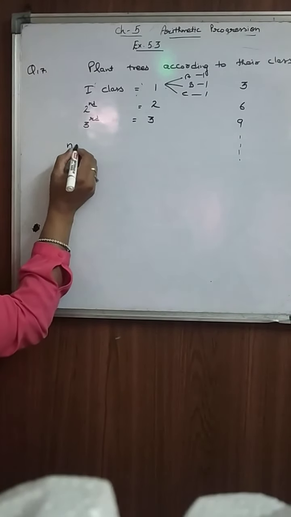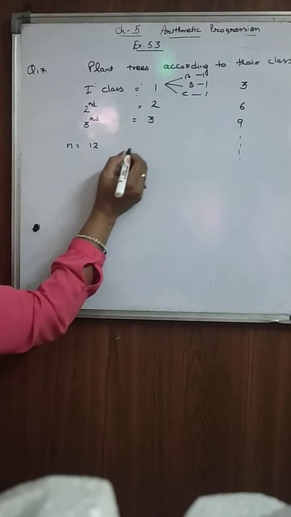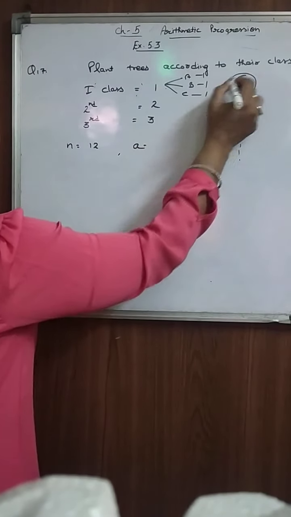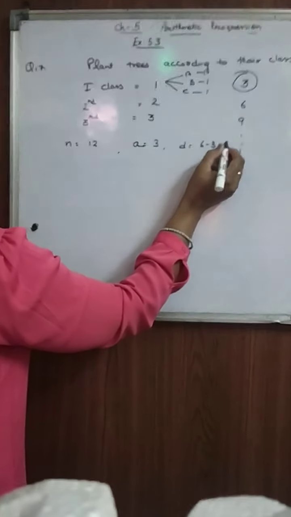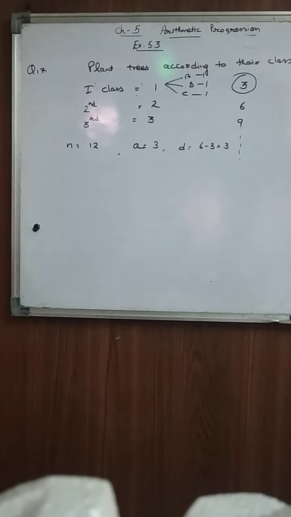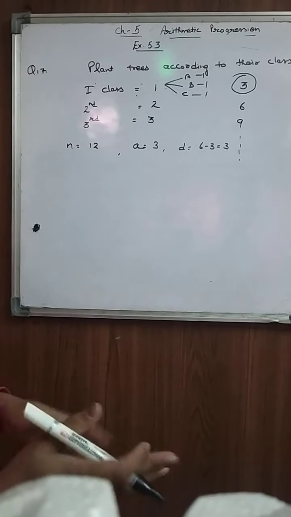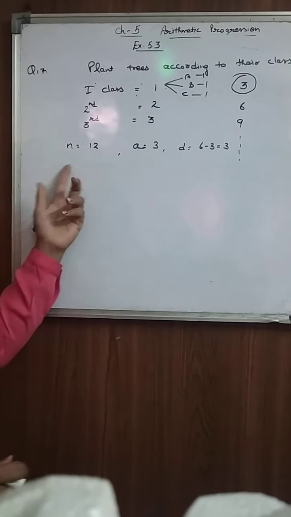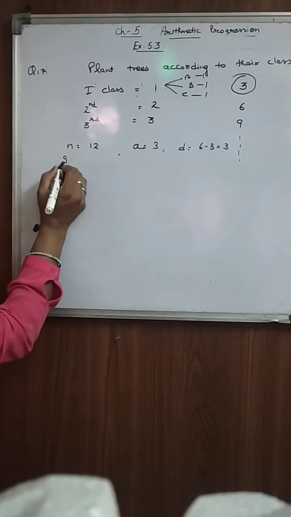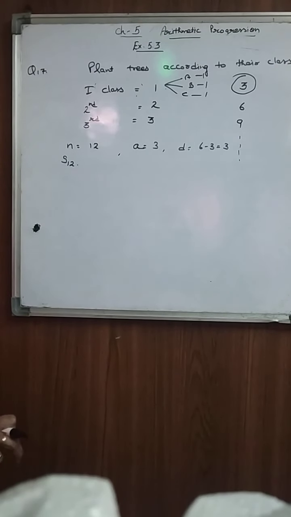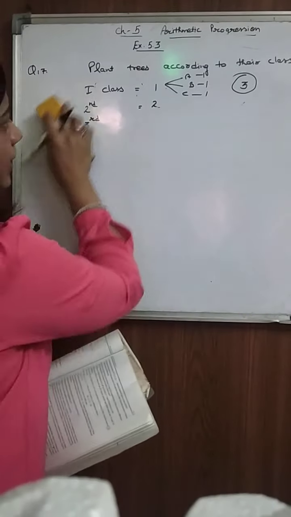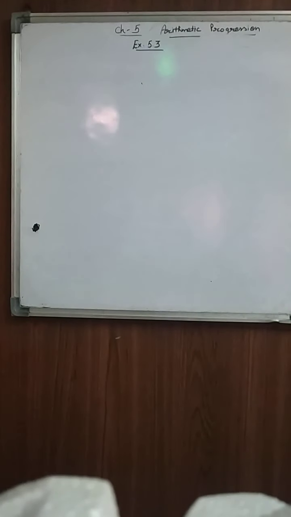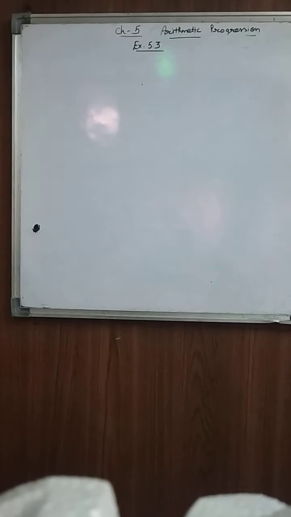Till 12 means n is equal to 12, a is equal to 3 and d is equal to 6 minus 3, equal to 3. You have to write the statements here, which you know very well how to write. So accordingly, you have to find only S12. This was your question. Let's come to the 18th question now. It's a very important question.